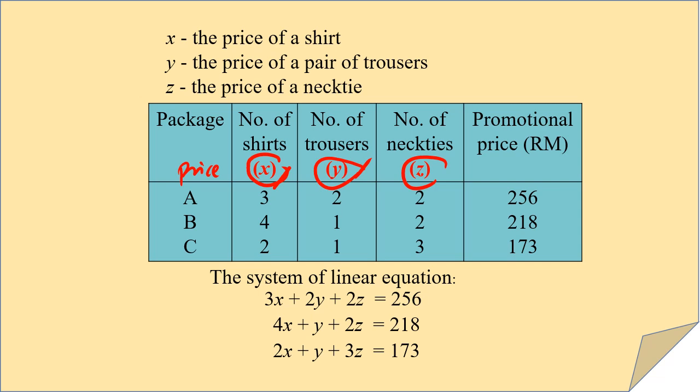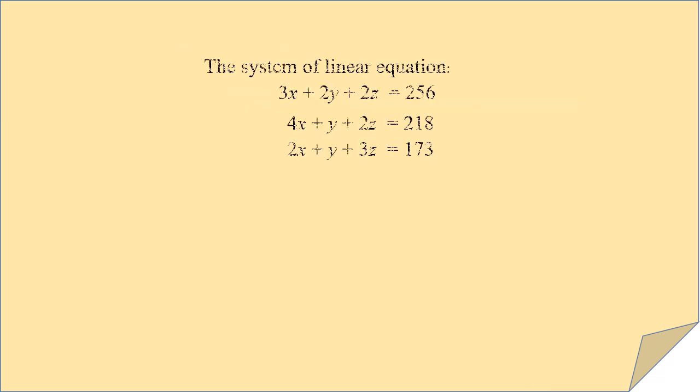Now we want to find the price of each of the items. So we have to solve this system of linear equations. Okay, if we want to solve this system of linear equations, it means that we want to find the value of x, the price of the shirt, the value of y, which is the price for the trousers, and the value of z, which is the price of the necktie. Okay, so how to solve? We can use simultaneous equations, but it will be tedious. So why not we apply the matrices method? Okay, so now the question only asks you to find the system of linear equations.